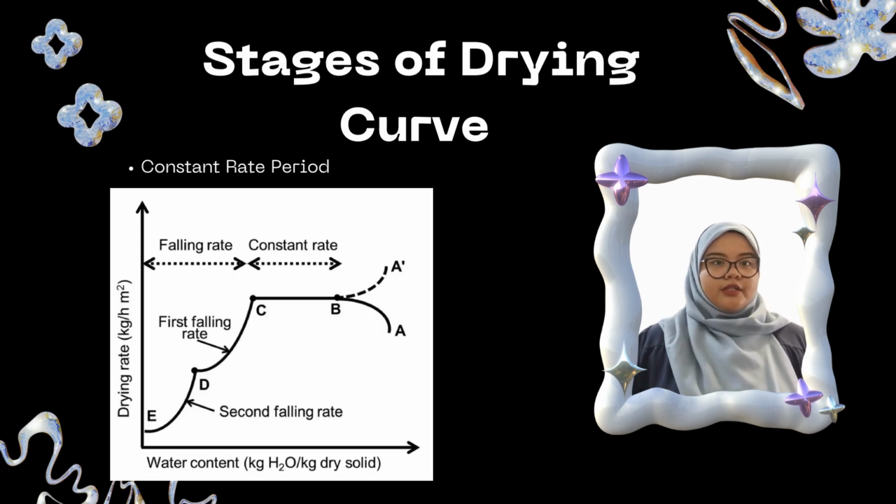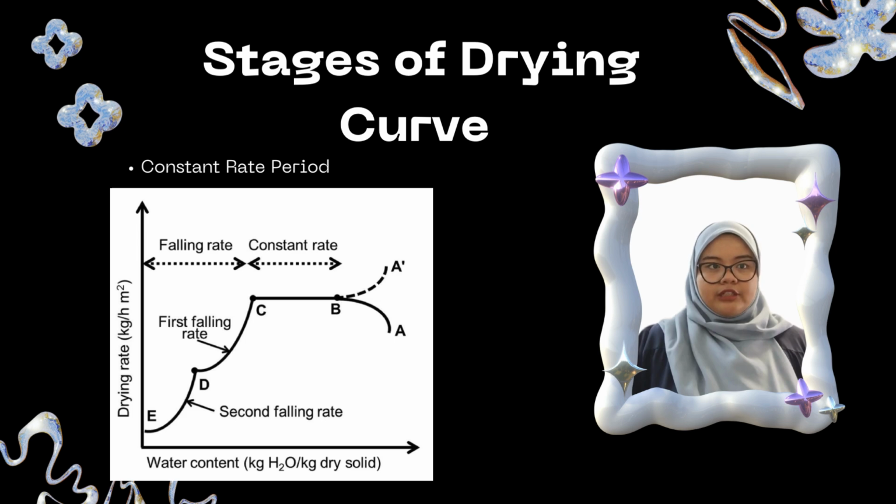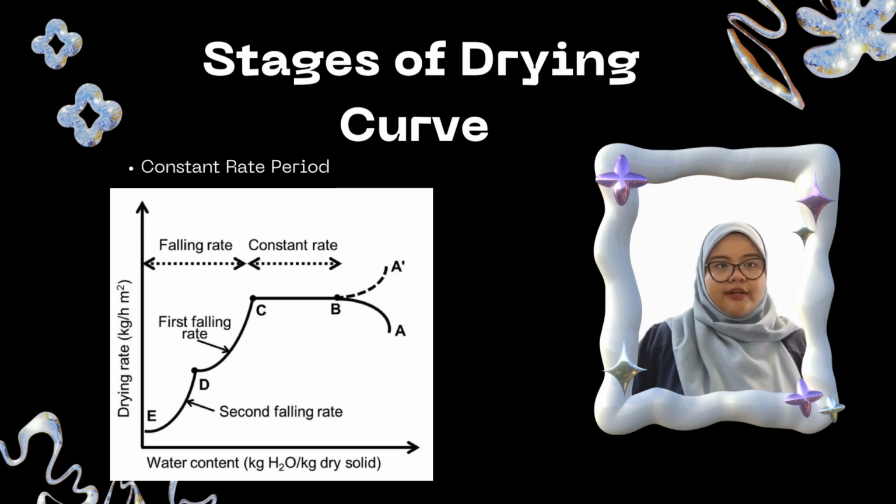At the beginning of the drying process, there is often a short period where the material temperature adjusts to the drying environment. This phase is usually brief and may not be distinctly visible on the drying curve. Next, we have the constant rate period. During this phase, the rate of moisture removal is relatively constant. The surface of the material is typically saturated with moisture, and the evaporation rate is controlled by external conditions such as temperature, humidity, and airflow. The curve shows a linear decrease in moisture content during this period.